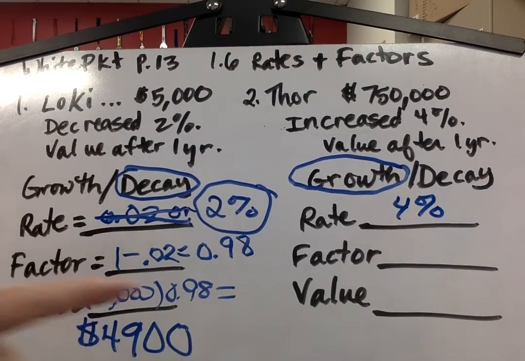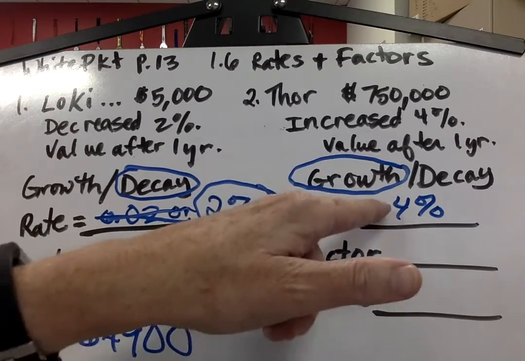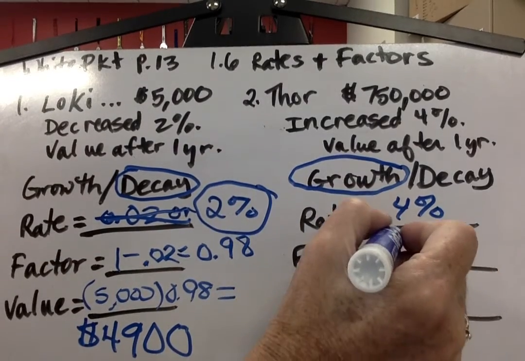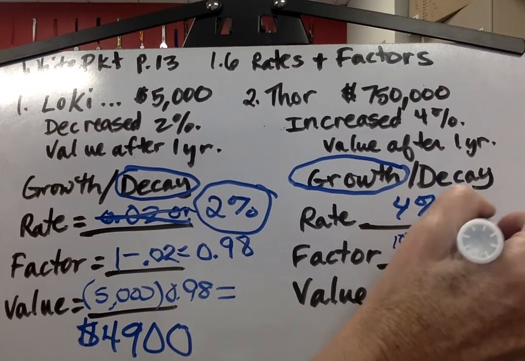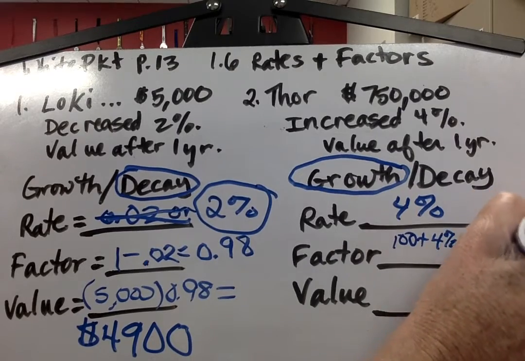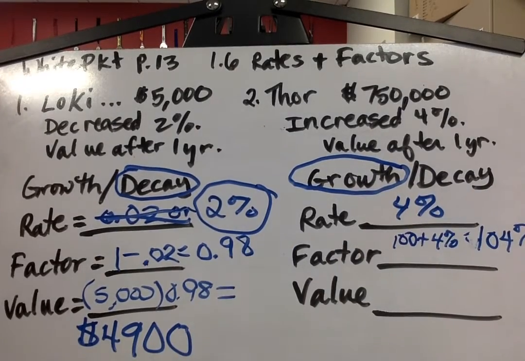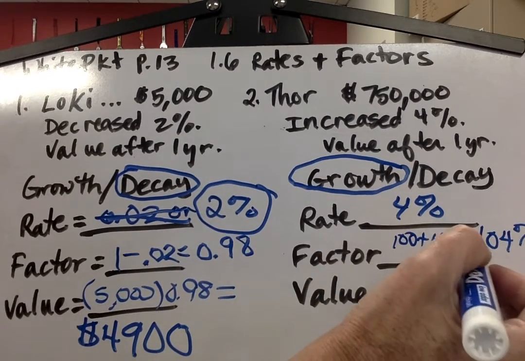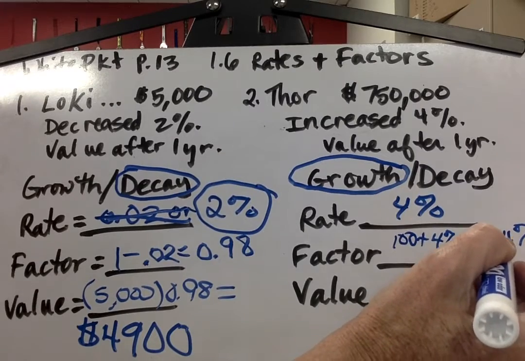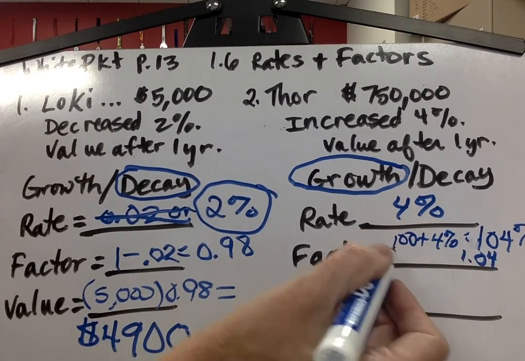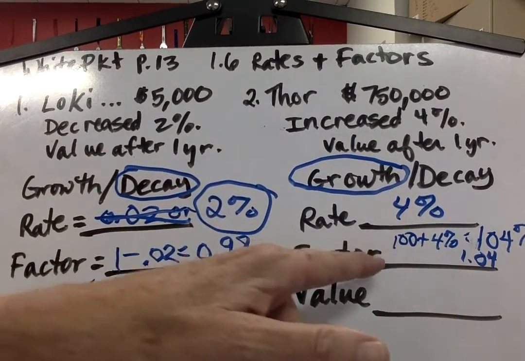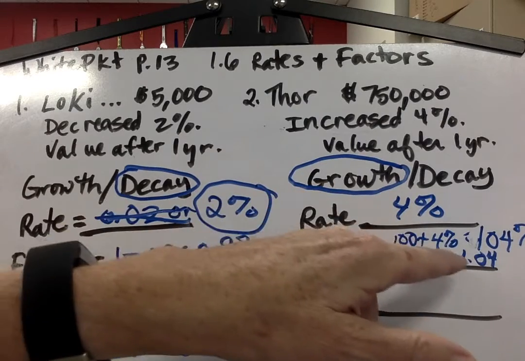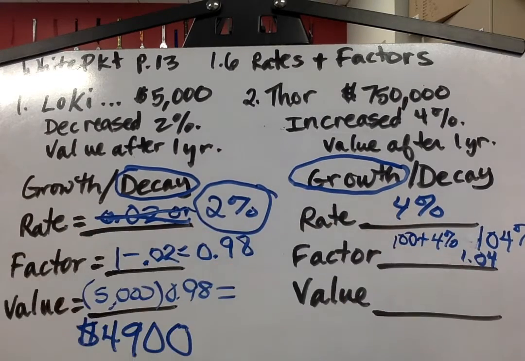So for our factor, it's increasing, so it's 100 plus 4%, equals 104%. Then I'm going to change it to a decimal. So then the factor is 1.04. So it's either 1 minus the rate or 1 plus the rate. So this is 1 whole plus 4%, so it's 104%, changed to decimal 1.04.